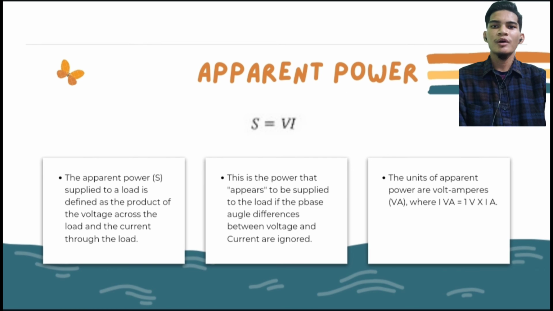Lastly, apparent power. The apparent power, S, supplied to a load is defined as the product of the voltage across the load and the current through the load. This is the power that appears to be supplied to the load if the phase angle difference between voltage and current is ignored. The unit of apparent power is the volt-ampere, VA, where 1 volt-ampere is equal to 1 volt times 1 ampere. The formula of apparent power is S equals VI.